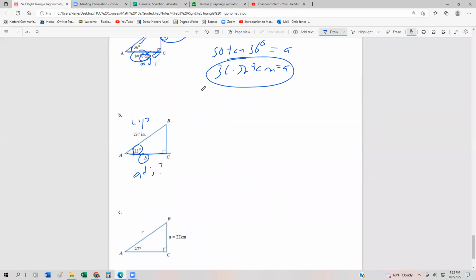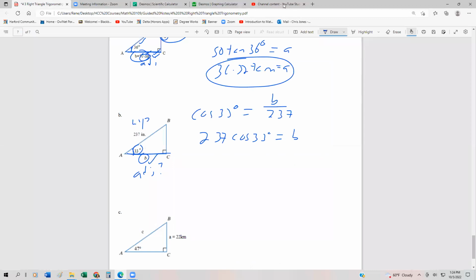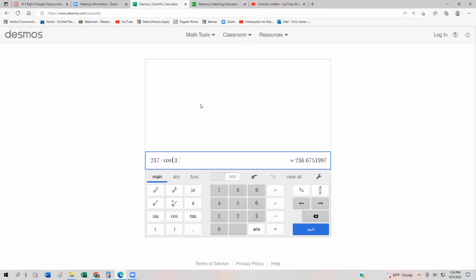The way I would set this up is that the cosine of 33 degrees is equal to the adjacent, which is B, divided by the hypotenuse, which is 237. To solve, I'm going to multiply both sides by 237. So 237 cos of 33 degrees is equal to B. Then I'll type that into my calculator: 237 times the cosine of 33 degrees gives us 198.765.